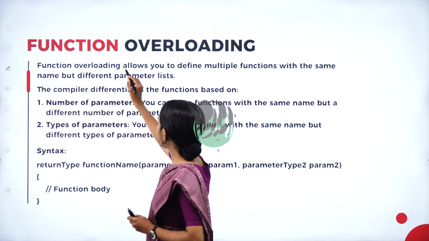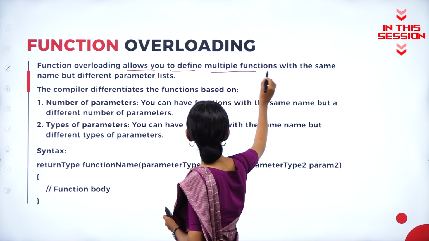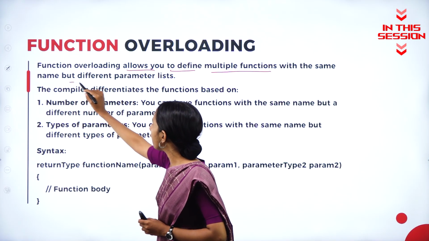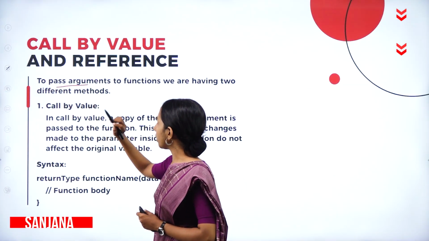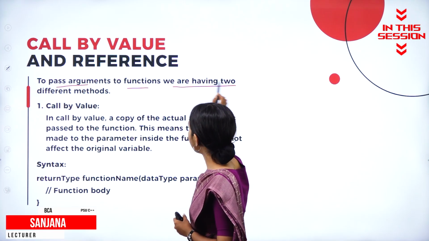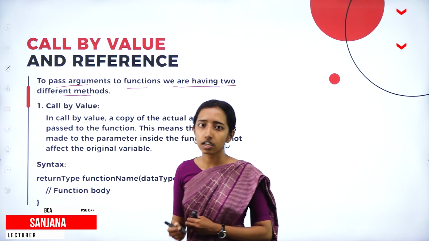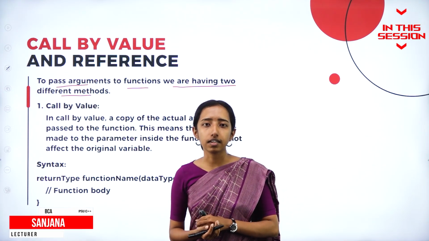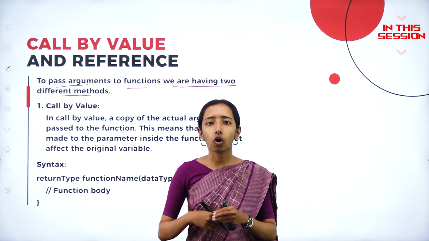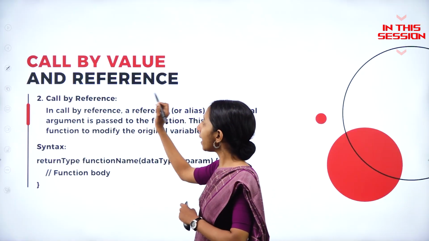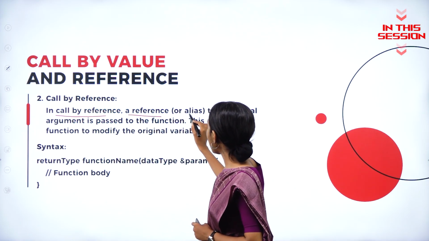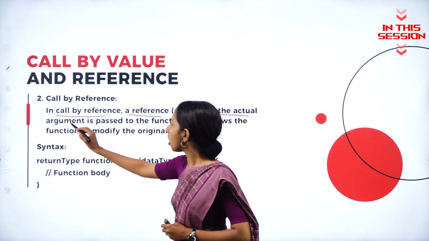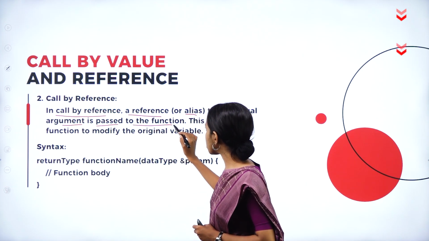Function overloading allows you to define multiple functions with the same name but different parameter lists. To pass arguments to a function, we have two different methods called call by value and call by reference. In call by reference, a reference or the alias to the actual argument is passed to the function.